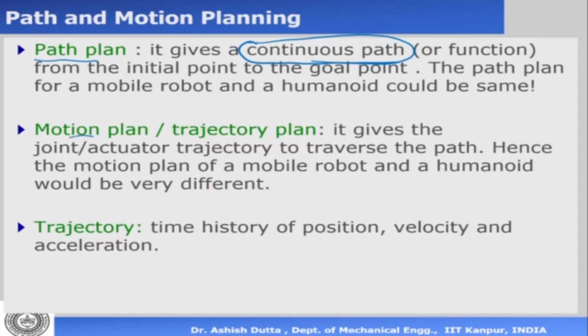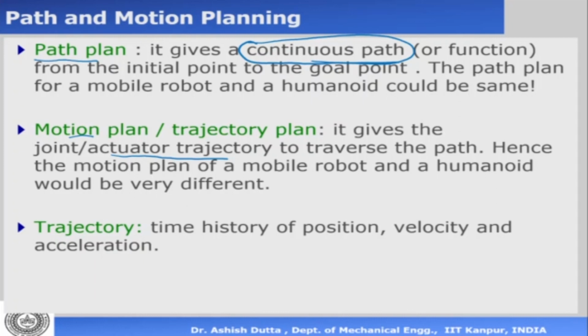The motion plan gives the actuator or joint trajectory to traverse the path. That means you have to control the joint actuators in order to move the robot along the path. A humanoid robot will have many degrees of freedom. Say the motion of the legs and the hands, they have to be actuated to move the robot along the path. That is the motion plan, whereas the actual path is the path plan.